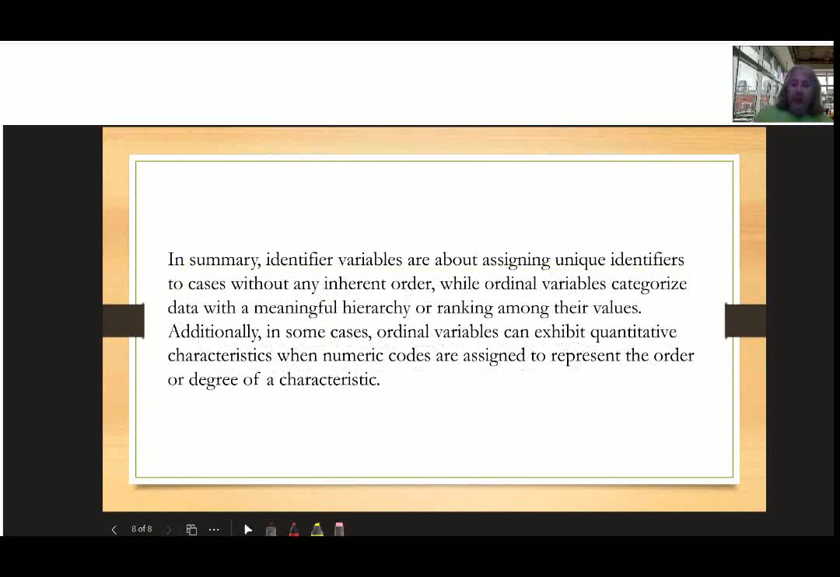So in summary, identifier variables are about assigning a unique identifier to cases without any inherent order, while ordinal variables categorize data with a meaningful hierarchy or ranking amongst their values. Additionally, in some cases, an ordinal variable can exhibit quantitative characteristics when numerical codes are assigned to represent the order or degree of that characteristic. I hope this helps you identify the what in your homework questions.